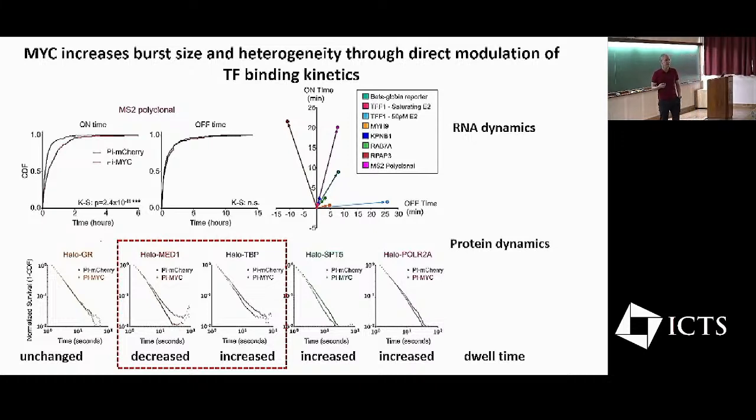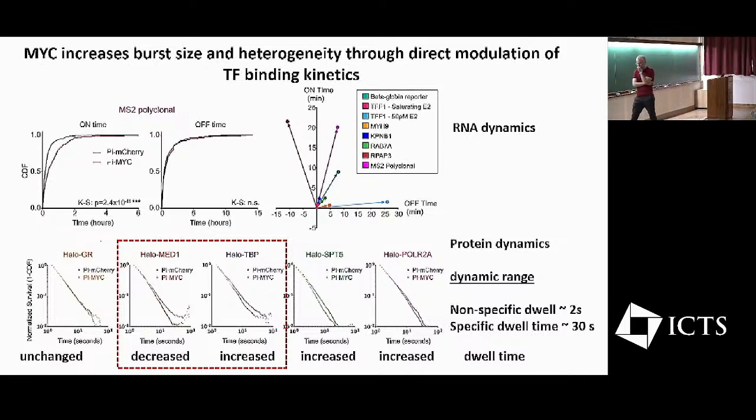One is MED1. This is the large subunit of mediator. And the other is TBP. This is the TATA binding protein. And what you can see is that MED1 is destabilized in the presence of MYC. So you see a shift of this black curve to the left, whereas TBP is stabilized on chromatin when MYC is in the nucleus. So it shows an increase.